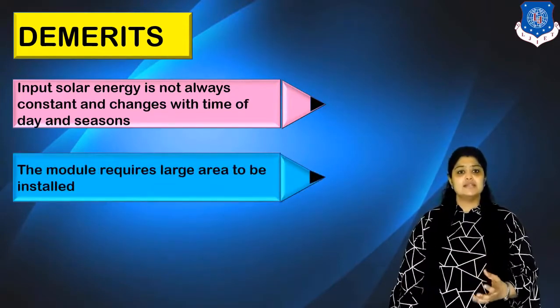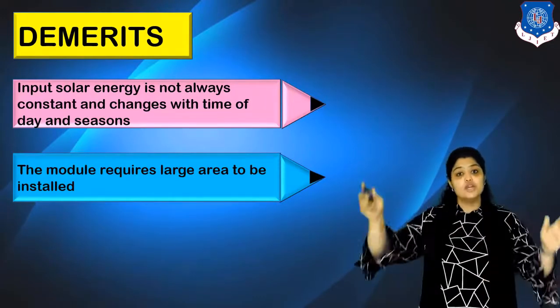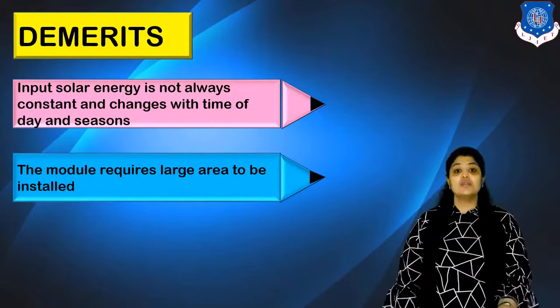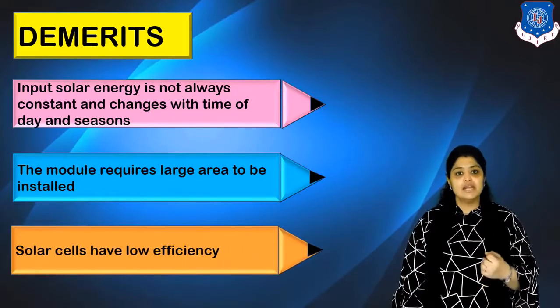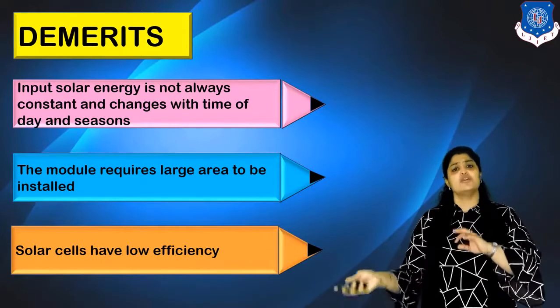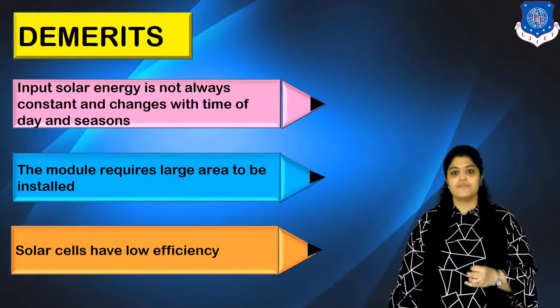Next demerit is the module requires a large area to be installed. You require a huge area and a huge panel so that absorption energy is more. And solar cells have comparatively lower efficiency because it depends on many factors. That is the reason the efficiency is comparatively low.